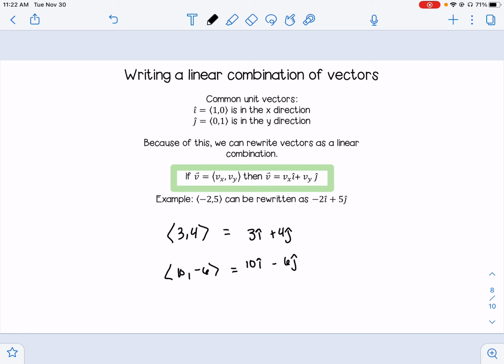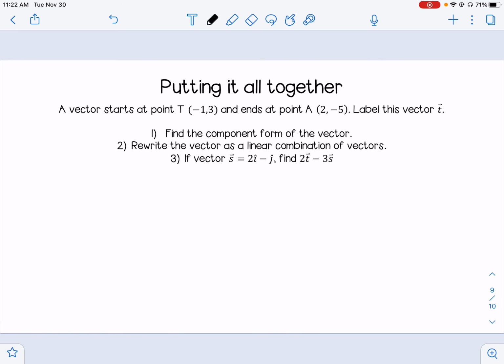Okay, so the last thing then is to put all of these pieces together. We're going to try to do a handful of different things here. It says a vector starts at point T, which is (-1, 3), and ends at point A, which is (2, -5). We're going to label this vector t. One is to find the component form of this vector. Well, we know to find component form, we are going to subtract our final minus our initial. That gives me <3, -8>.